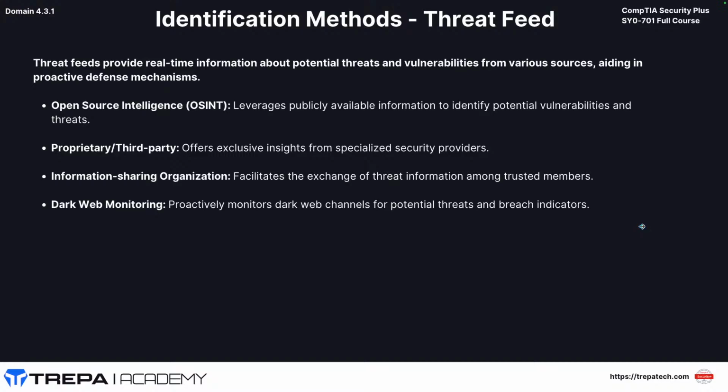Okay, a threat feed. Threat feeds provide real-time information about potential threats and vulnerabilities from various sources. So we have OSINT threat feeds. This is publicly available information. We have proprietary or third-party threat feeds. We have information sharing organizations. This is the exchange of threat information among trusted members. This is going to be things like TAXII or STIX, kind of like an ecosystem for sharing threats, or it could be from a vendor like Cisco, which has Cisco Talos.